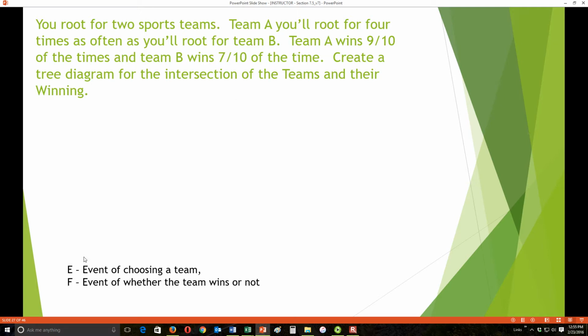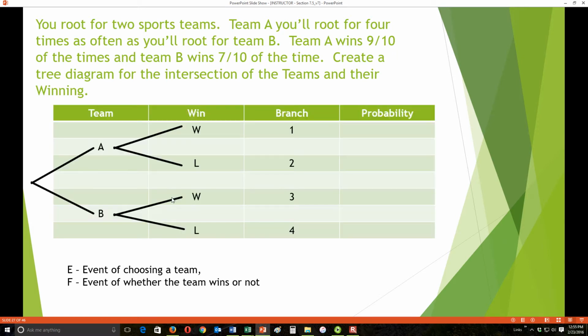So event E is choosing a team. Event F is the event of whether the team wins or not. So here's the team and the win, and we have event A and B. And again, we only have 2 possible outcomes, wins and losses. Now, if we had 3 outcomes, each of these would have 3 branches coming off of here. And the total number of branches will be the number of branches you have for each event. So in this case, 2 times 2 for each event is 4.